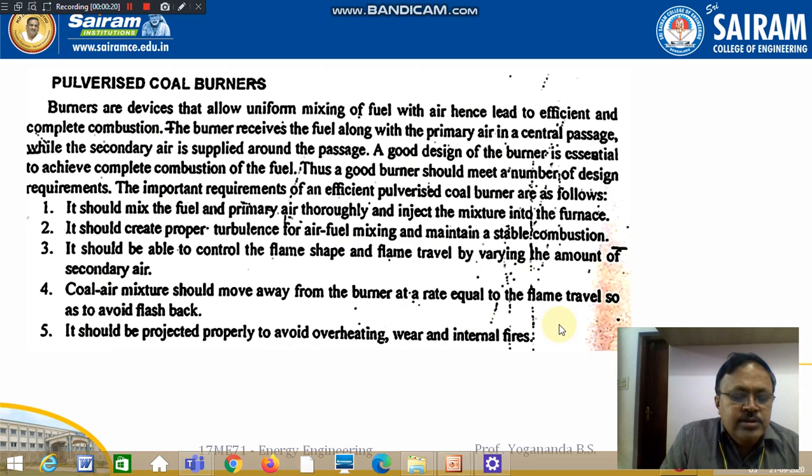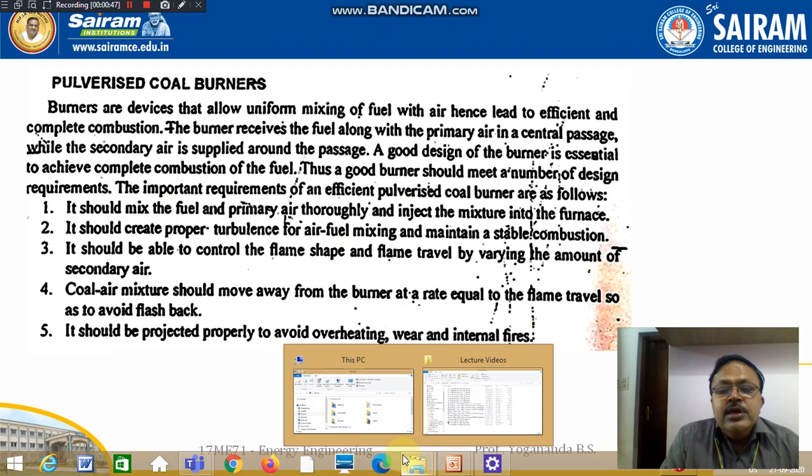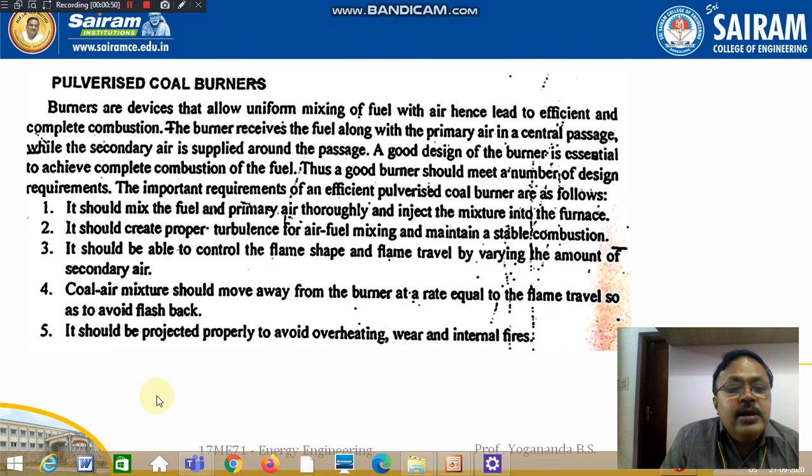So here, as we have seen in the pulverized coal handling system, the type of the burner which is used for burning the coal is very much important. Burners are devices that allow uniform mixing of the fuel with the air so that efficient and complete combustion is going to take place.